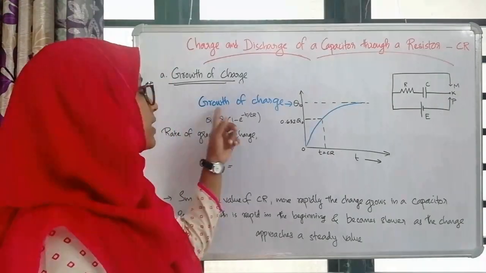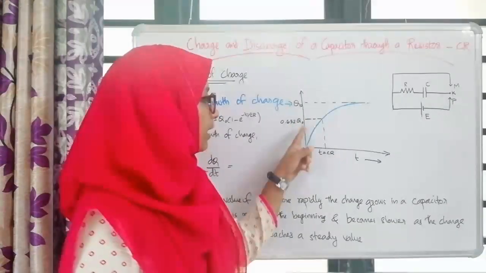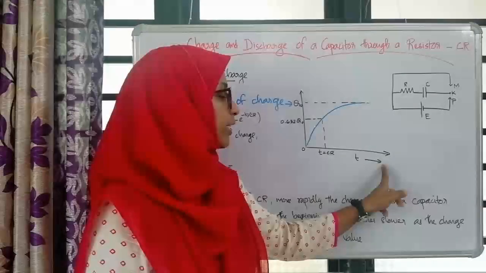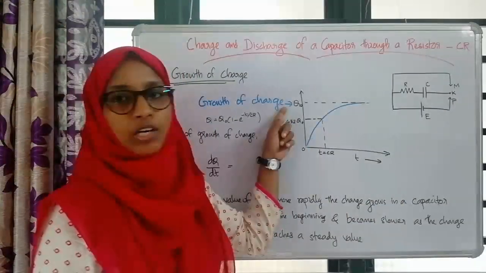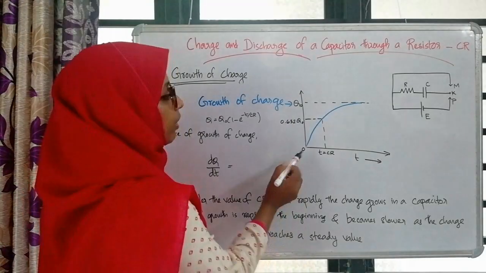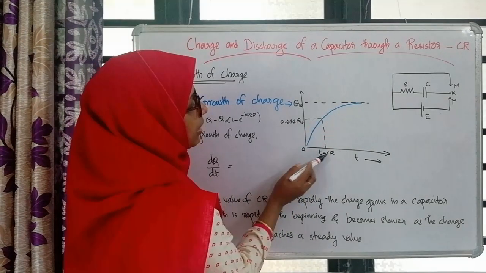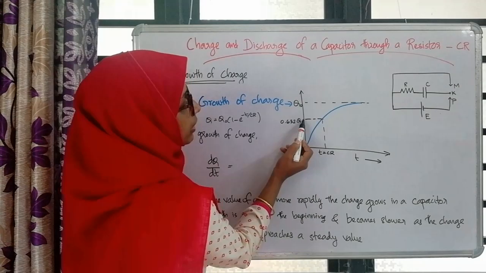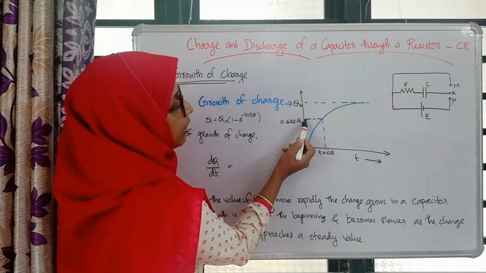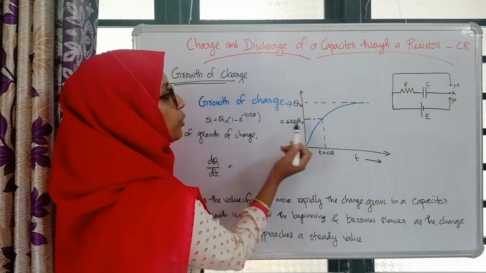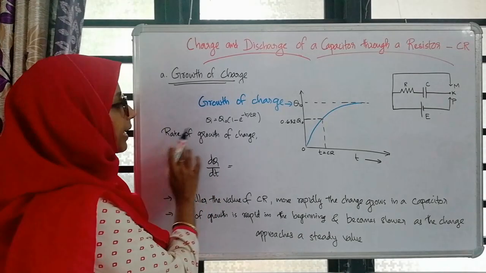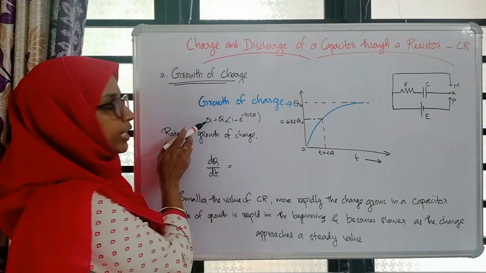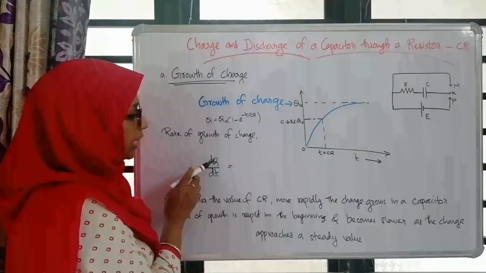The growth of charge can be represented graphically like this. When t is plotted along the x-axis and charge along the y-axis, the growth will be like this. And when t is equal to CR, it will be at the point here where Q0 will be here, 0.632 Q0.